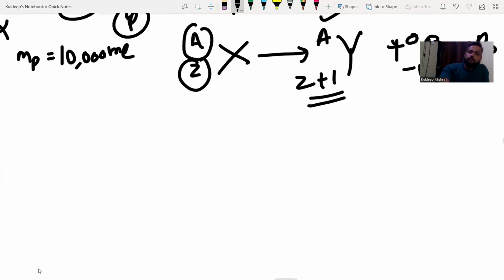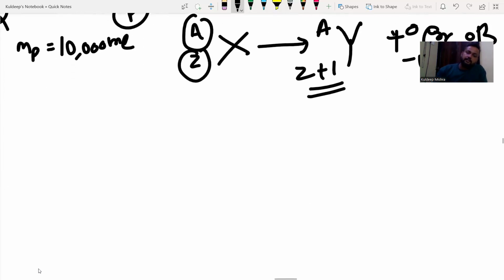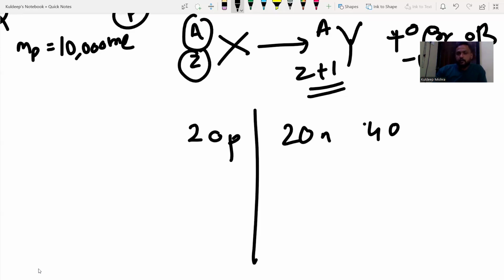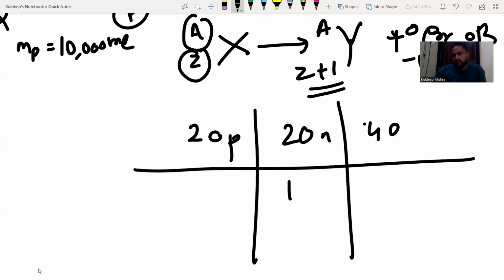Now, why will this not change? So think about it. Let us say we had 20 protons and 20 neutrons. So the total was 40. Now one neutron has changed and become a proton. So neutrons are 19, but protons have become 21.